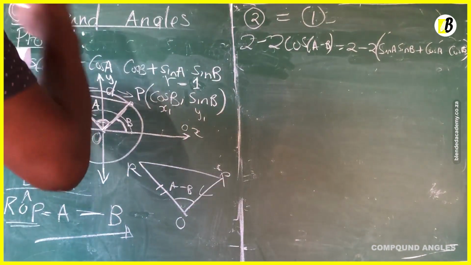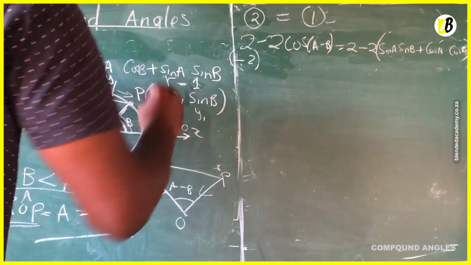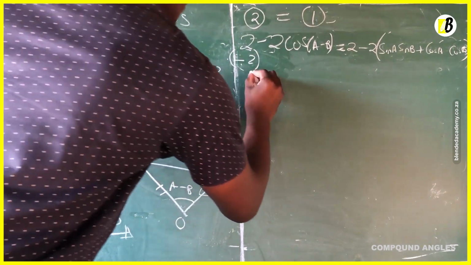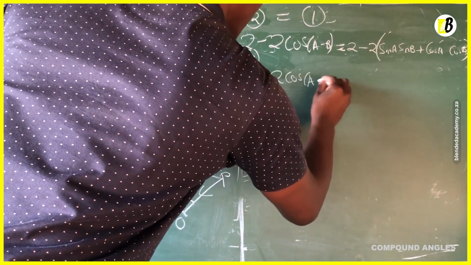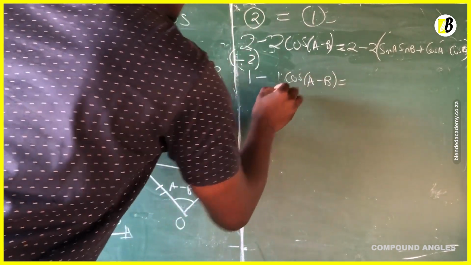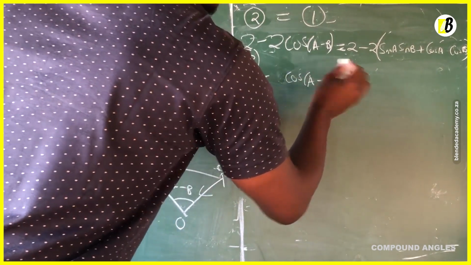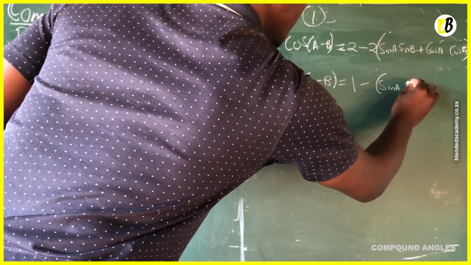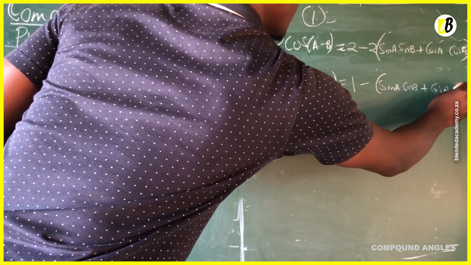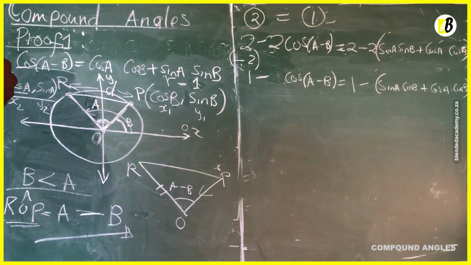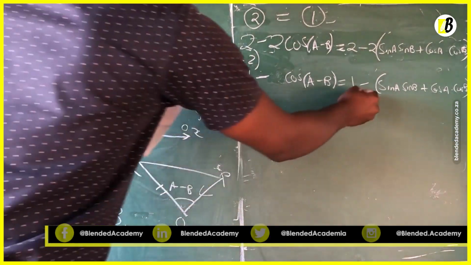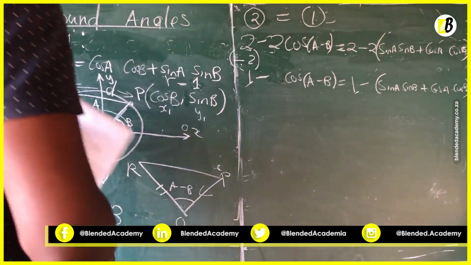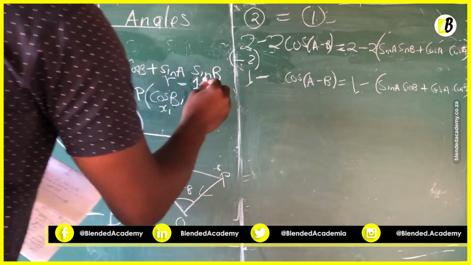Now we're going to divide both sides of the equation by 2, because you can see that 2 is a common factor in these two equations. Dividing by 2, you're going to get 1 minus cos A minus B, which equals 1 minus sine A sine B plus cos A multiplied by cos B. So now you can see that we have positive 1 on the left hand side and positive 1 on the right hand side. So we can eliminate this 1 by subtracting 1 on both sides. What we do on the left hand side of the equation, we also need to do on the right hand side.